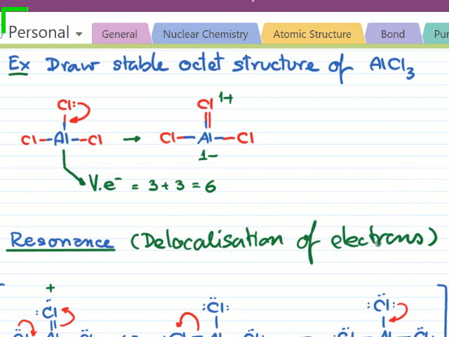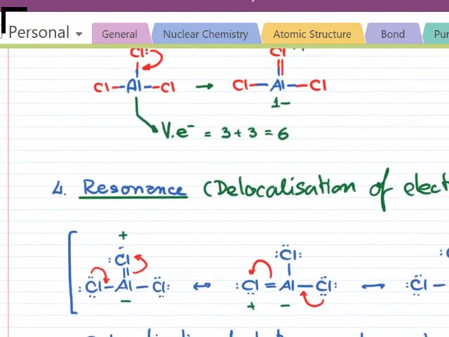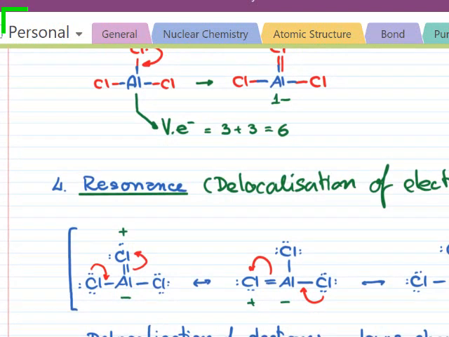Like this. As you can see, after resonation, after delocalization of the electron, the charge of Cl is decreasing. Okay, and this indicates the lower potential energy, and your system is stabilized. Now under octet, this is the last example, the last type.